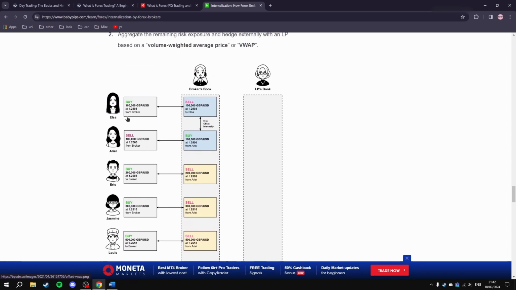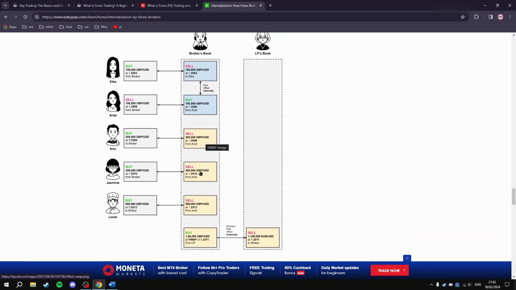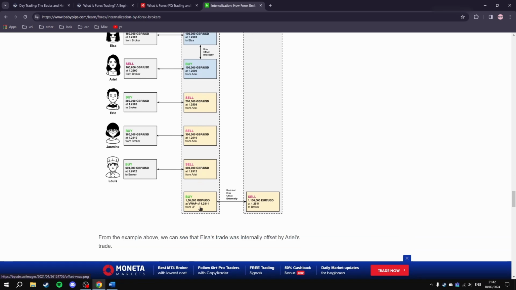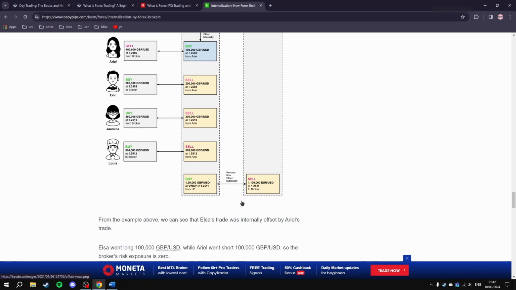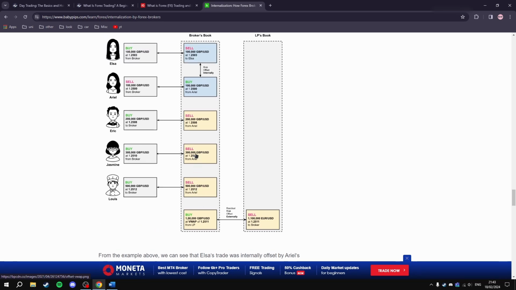So, Elsa, Ariel, Eric, Jasmine, Louise. So, 1 mil, 100,000, 100,000, these two offset. Sell 200, so sell 500, sell 8,000, sell 800, oh no, sell 1 mil actually. So selling 1 mil, and then if you buy 1 mil, that offsets it to 0. From the example above, we can also see there's a markup from here basically, so 1.512.